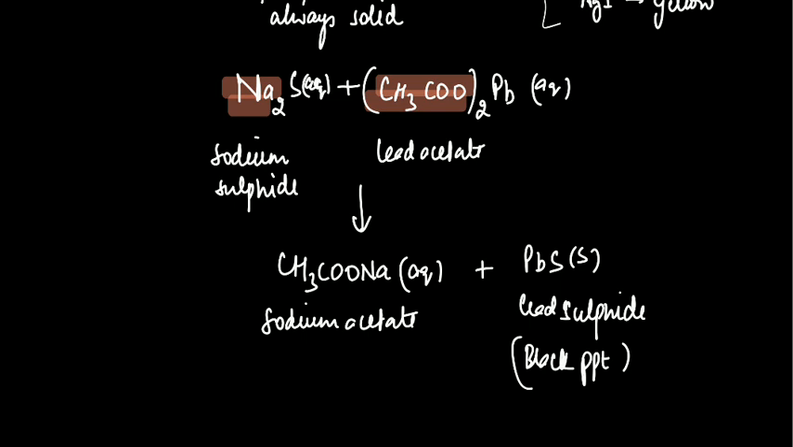Now we need to balance this. We can see that we have two sodium atoms over here. So if we need to make this two, I need to put a coefficient of two in front of this. Then this acetate is already two over here. This is balanced. PbS is balanced. So I think everything else is balanced over here.